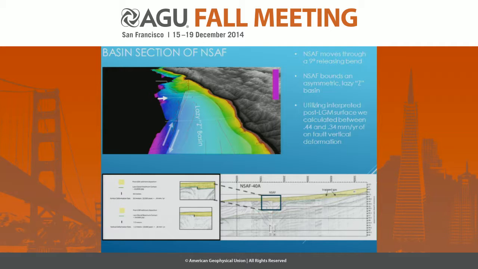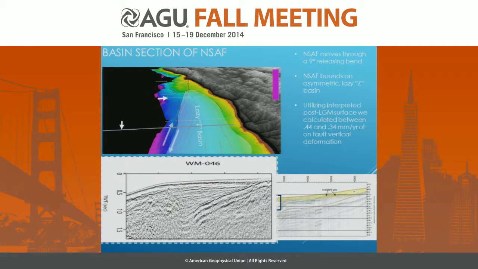And we've augmented our high resolution data set with an industry collected seismic line that clearly shows this half graben style basin, with the west dipping basement unit here, indicating that the San Andreas fault has a significant normal component at this section.